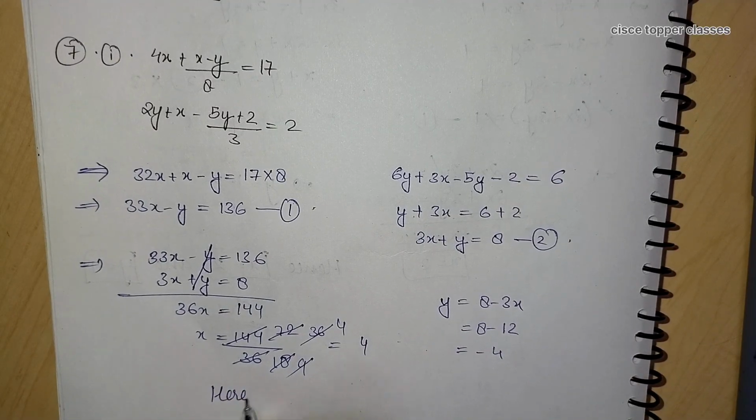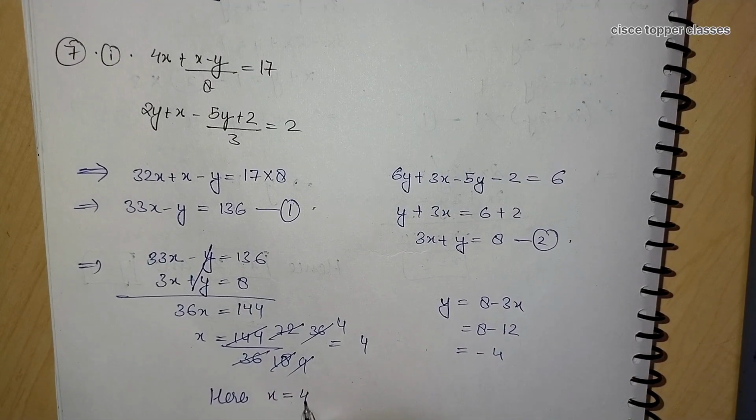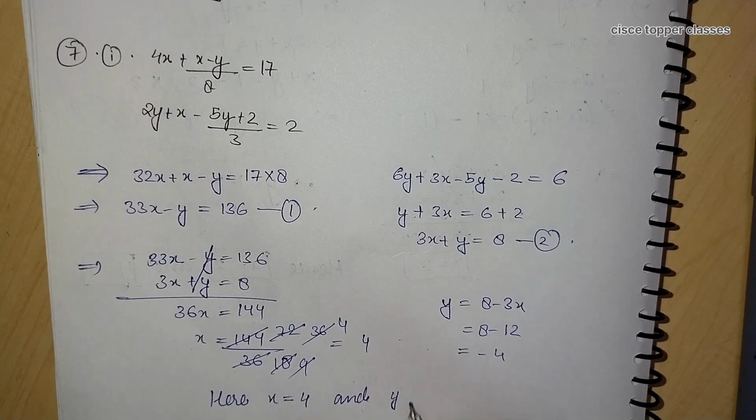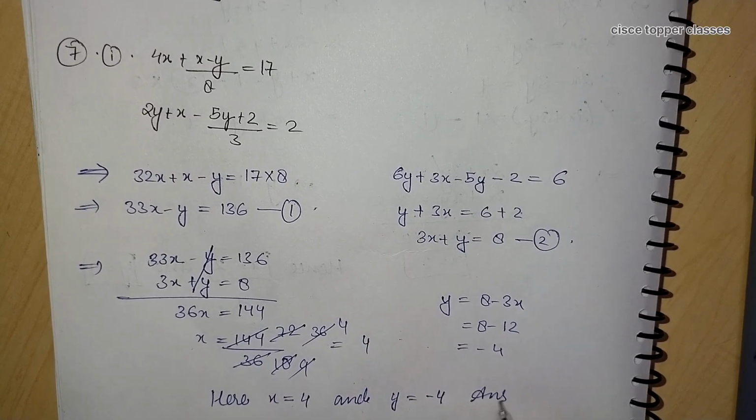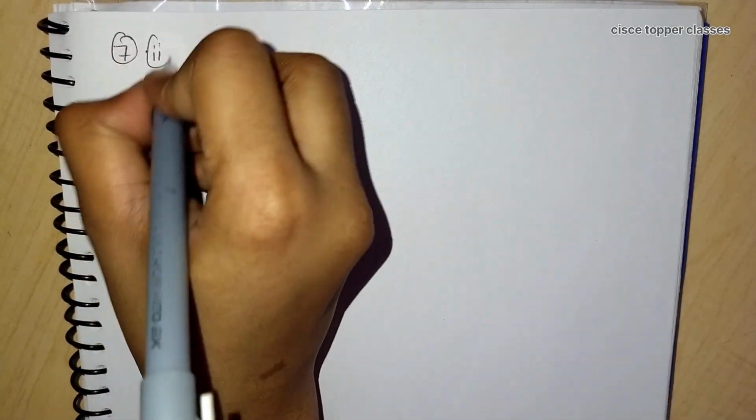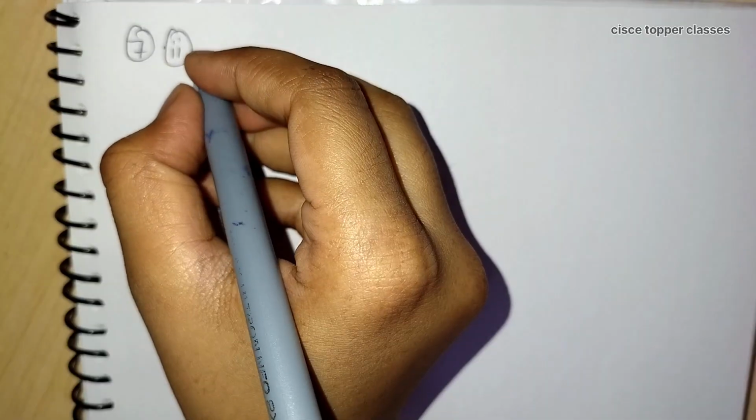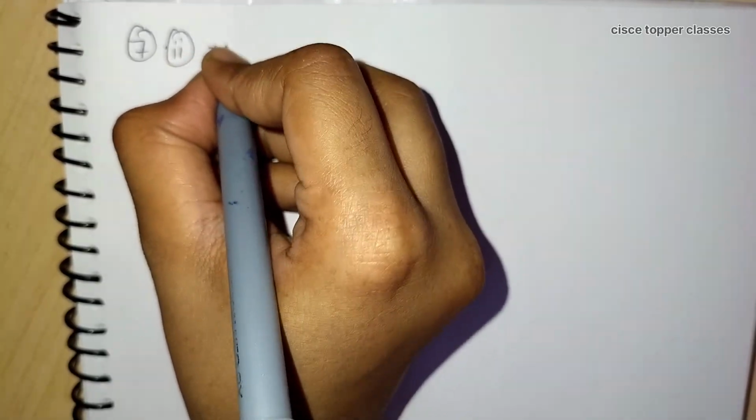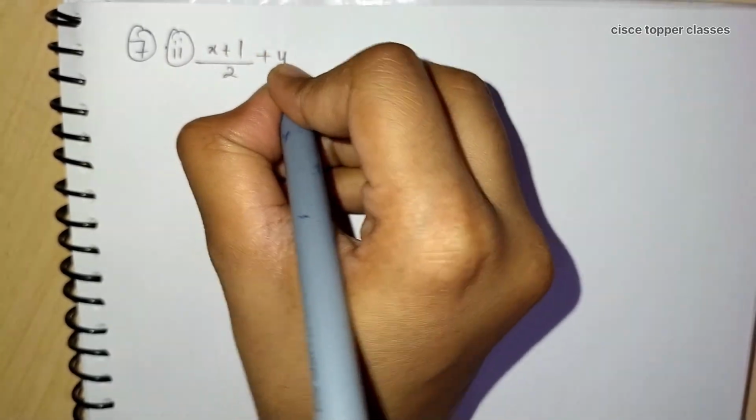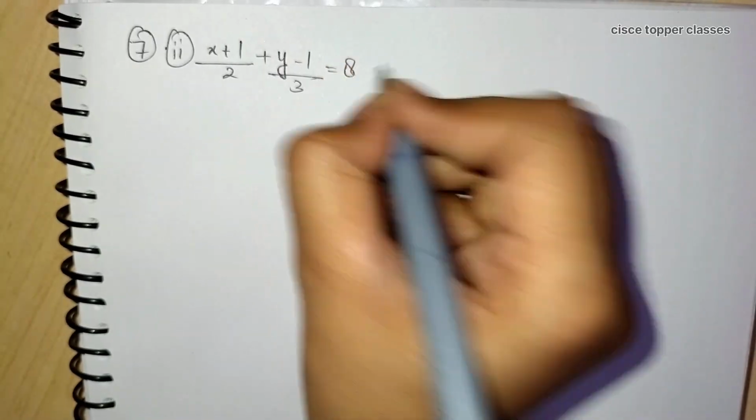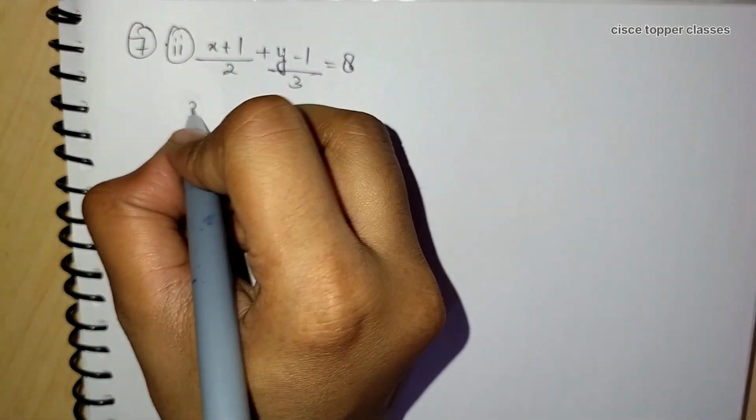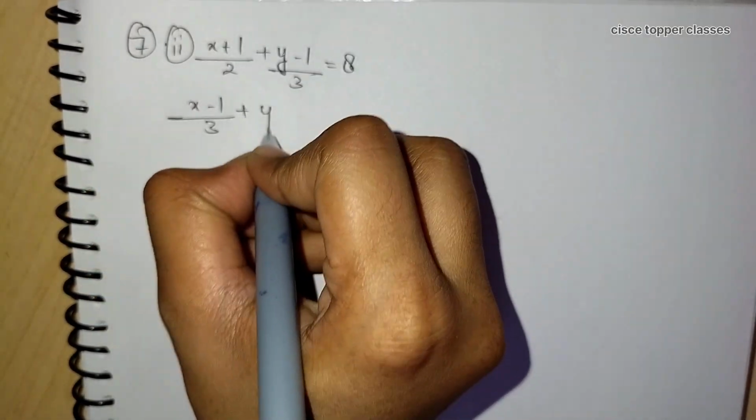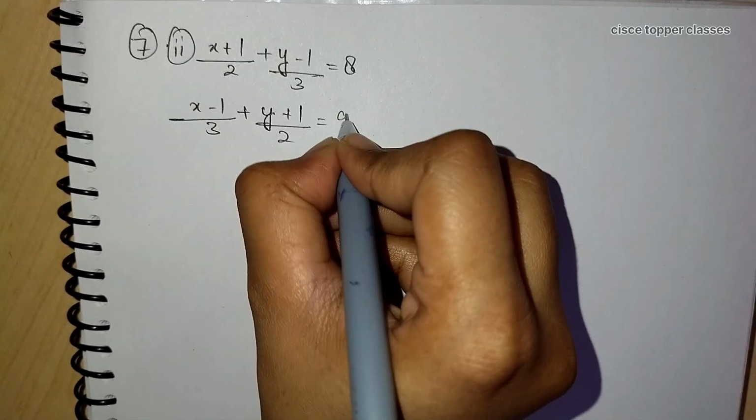Hence, the final value here, x is equal to 4 and y is equal to minus 4 is the answer here in this question. Now let us solve seventh second part. Here we will get (x+1)/2 + (y-1)/3 = 8. And the second is (x-1)/3 + (y+1)/2 = 9.